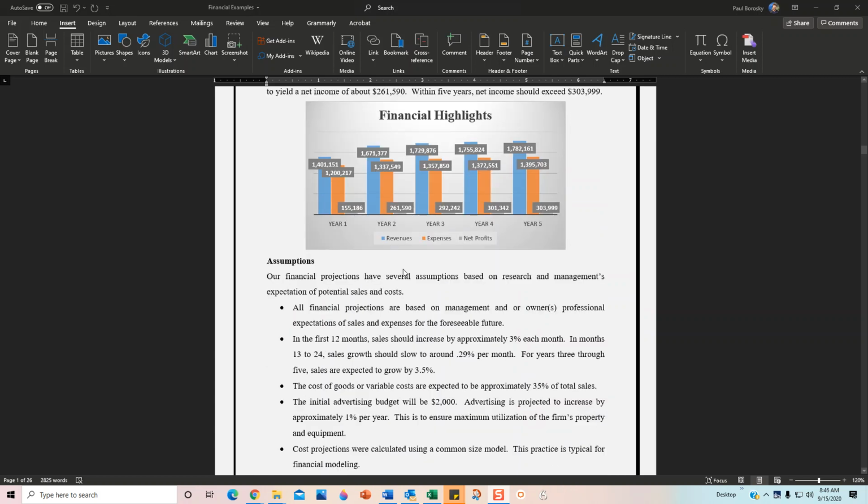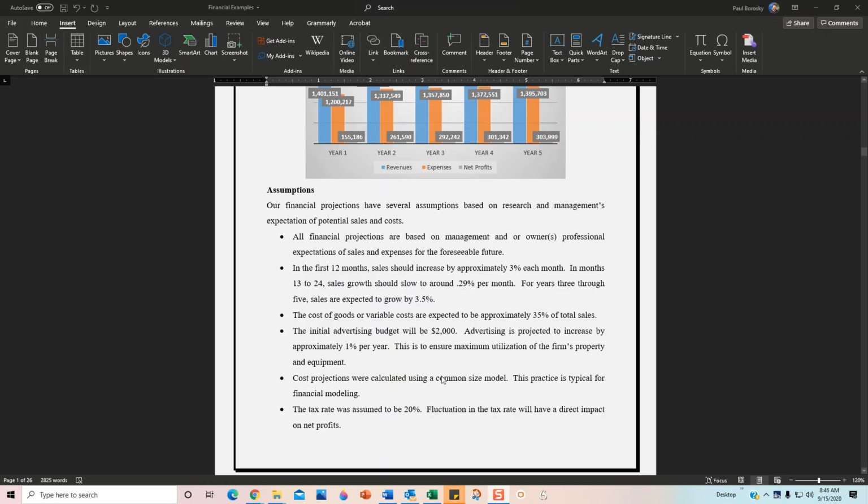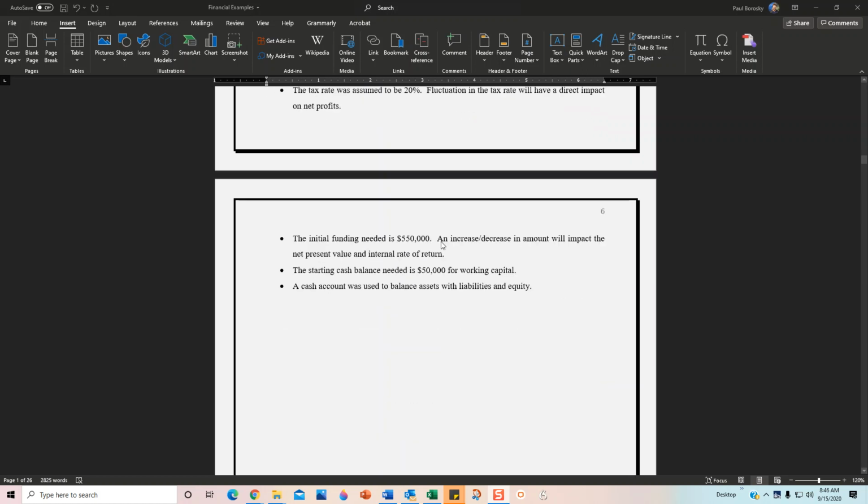Once that is complete, I then go into the assumptions, and the assumptions just tells the reader what you believe or what you think is going to happen. It's the foundation for your financial projections. We're going to talk about the growth rates. We're going to talk about what the variable costs are going to be, and we'll touch on the advertising costs as well in the assumptions section.